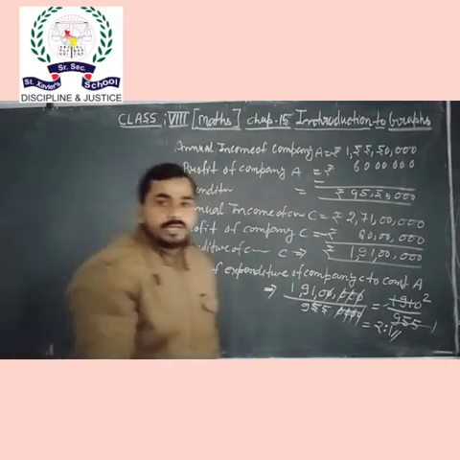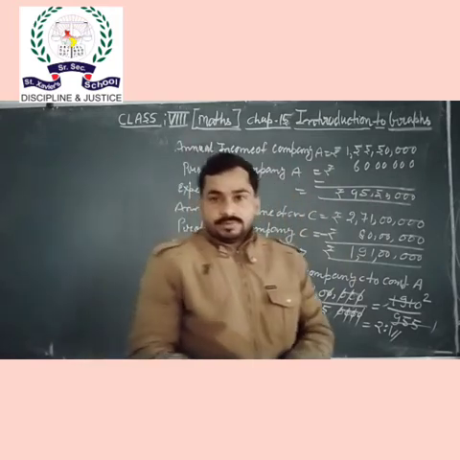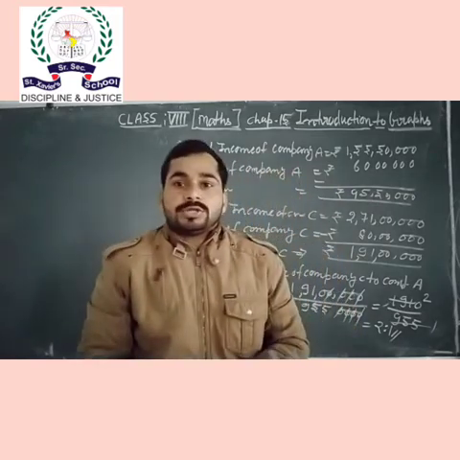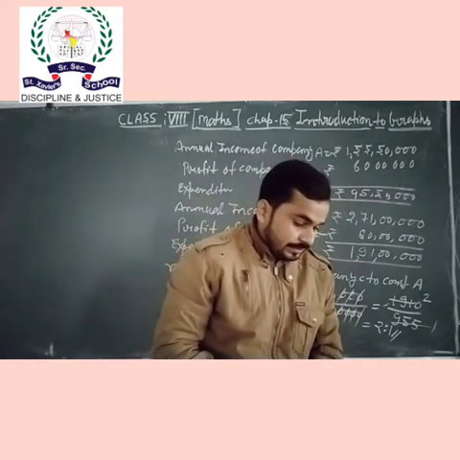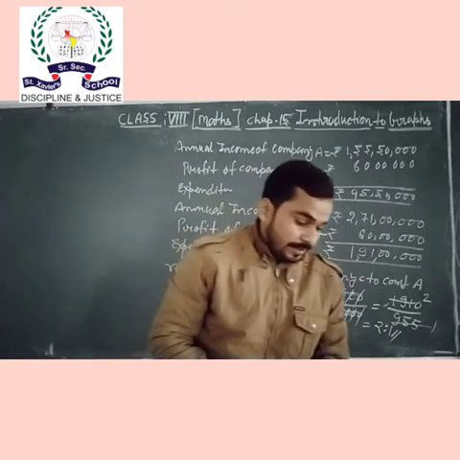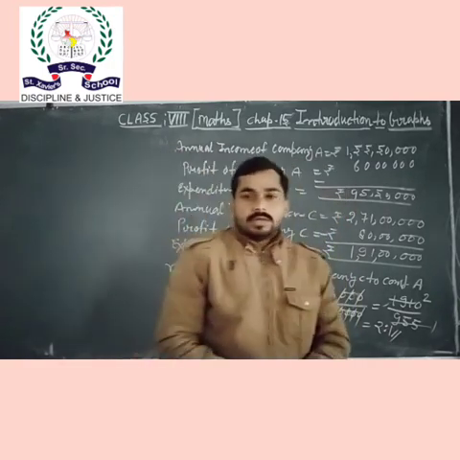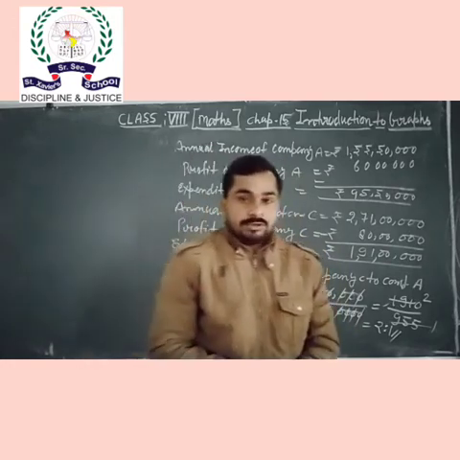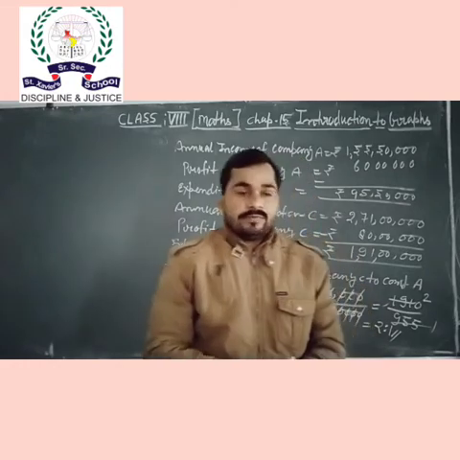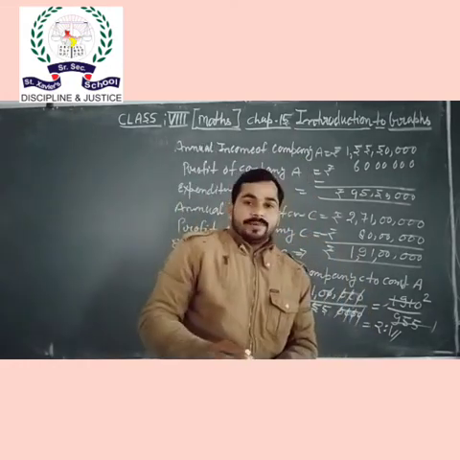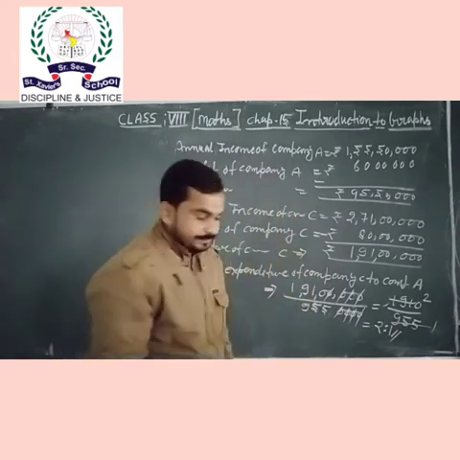In part B, in the year 2013. Here the question is about the year 2013: the profit earned by company A is what percent of the total profit of all three companies together. We have to find what percent company A's profit in 2013 is of the three companies' profit. So first we find the profit of all three companies in the year 2013.